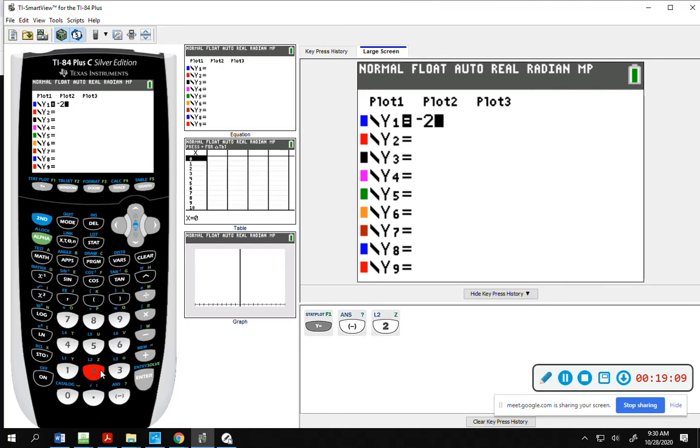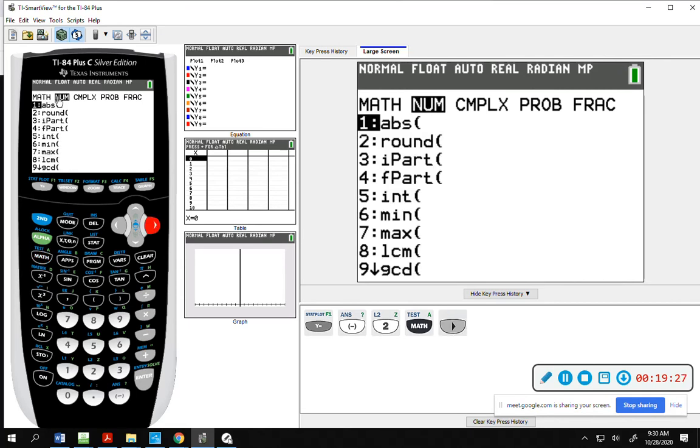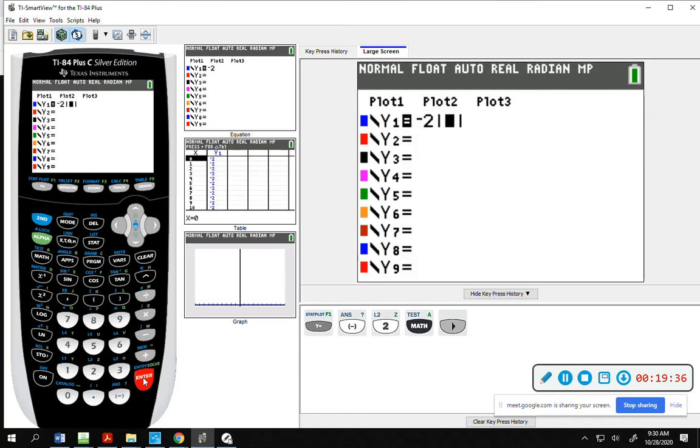Now we want to get the absolute value symbol, so here's how you're going to do that. And I will post a video of the calculator portion on Google Classroom, so that if you need a refresher, you can watch how to do it again. Okay, so hit math, arrow to the right once, so that you're on NUM for number, and then ABS stands for absolute value, so you're gonna hit enter.